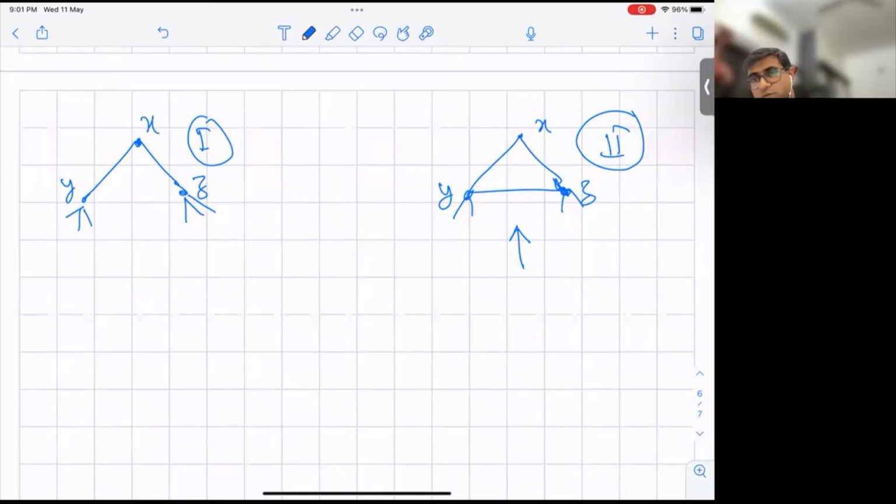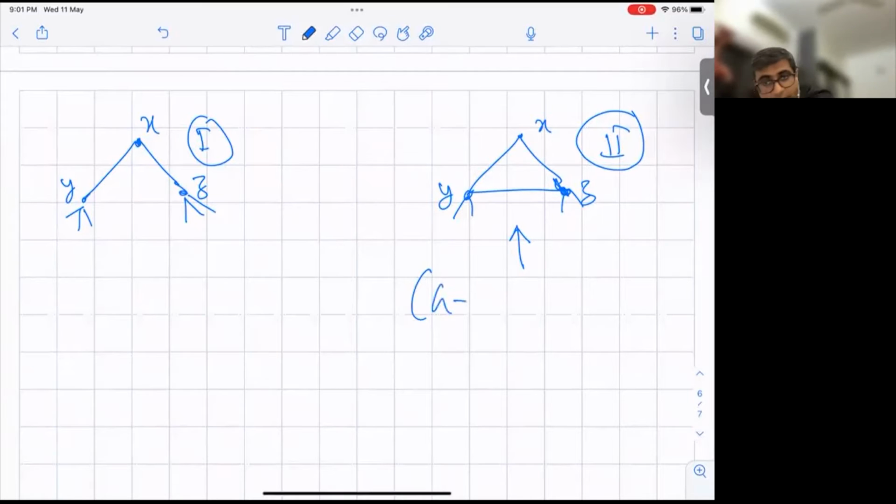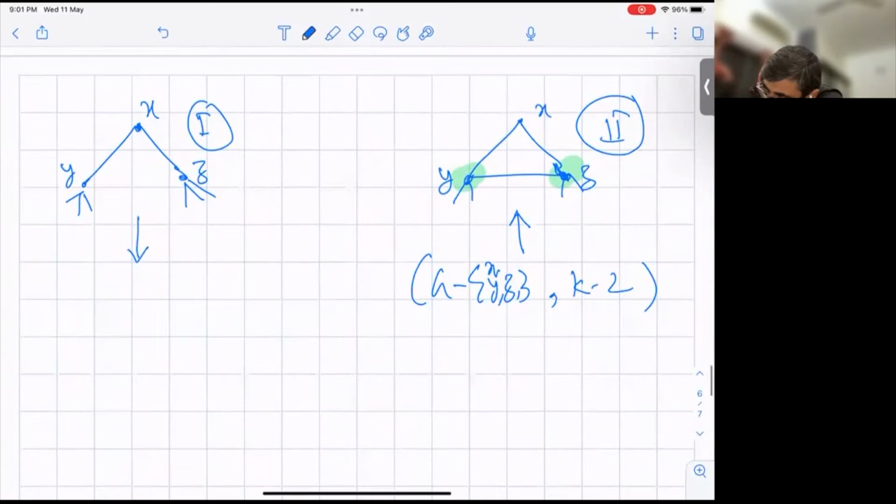In case 2, what did we do? In case 2, we take the neighbors. Exactly. In case 2, all we did is we deleted G minus XYZ, and we dropped K to K minus 2. Basically, we decided to pick these two vertices. So this is one case. And in the other case, if you recall correctly, what we did was folding. So what was folding?